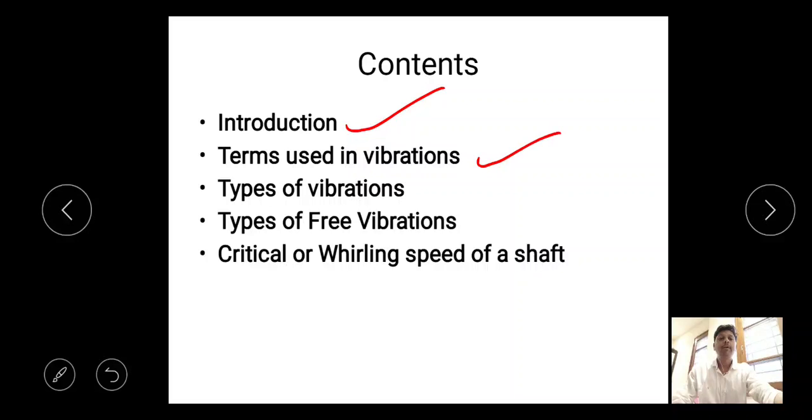Then different terms used in vibration we will be studying. Then different types of vibration. Then types of free vibration. Then lastly, critical or whirling speed of a shaft. So we will start with the introduction part.